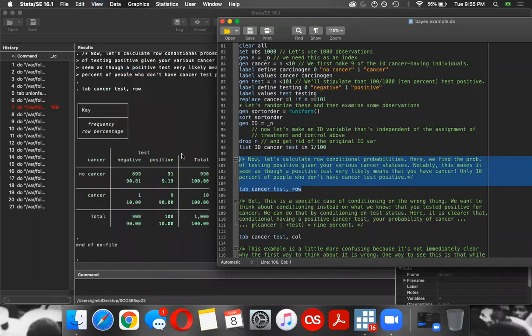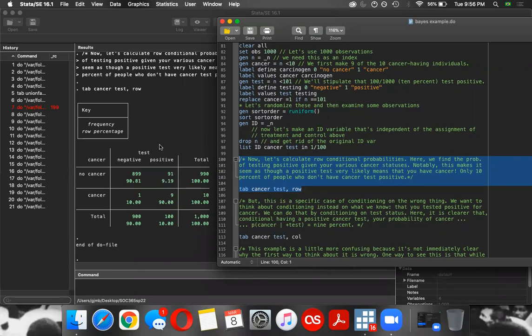So you can see here that when we calculate row conditional probabilities, overall you have a 90% chance of testing negative, 10% chance of testing positive. But the real action is in these rows here. If you don't have cancer, you have a 90% chance of testing negative. In other words, the conditional probability of a negative test, given that you do not have cancer, is 90%. And the conditional probability of getting a positive test, given that you do not have cancer, is about 9%, or 9.2 if you round. Conversely, if you do have cancer, the conditional probability of a negative test is 10%. So if you have cancer, at least you're likely to have it identified.